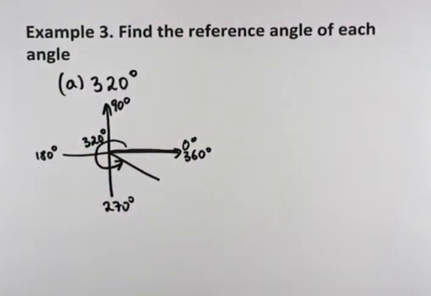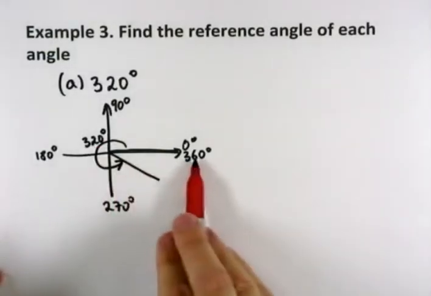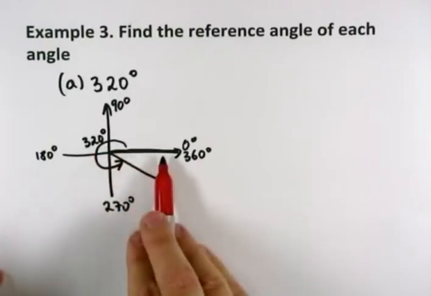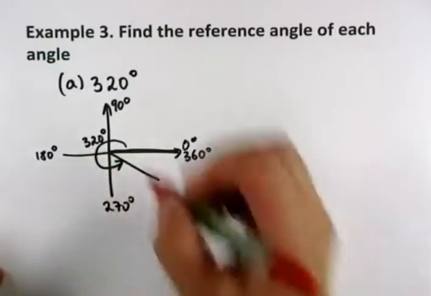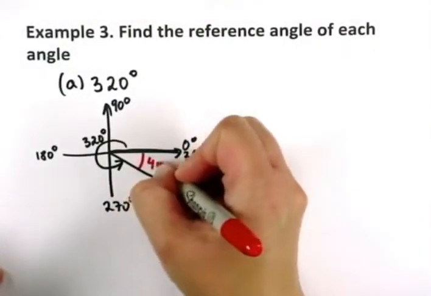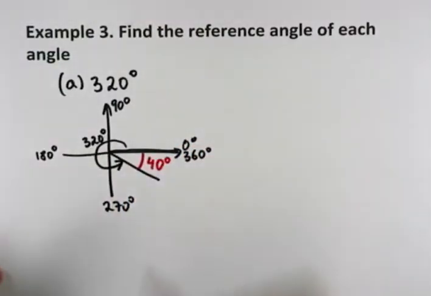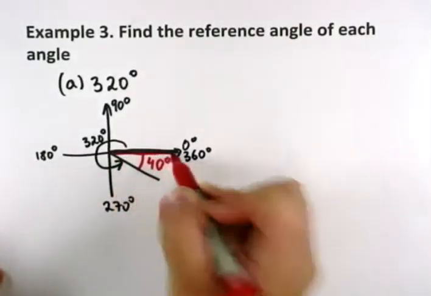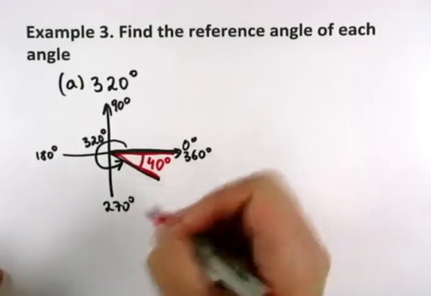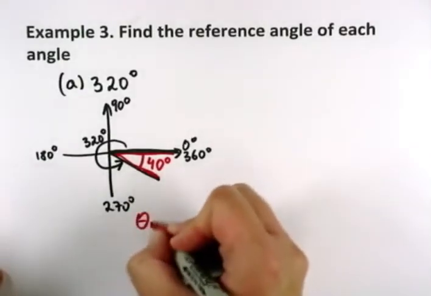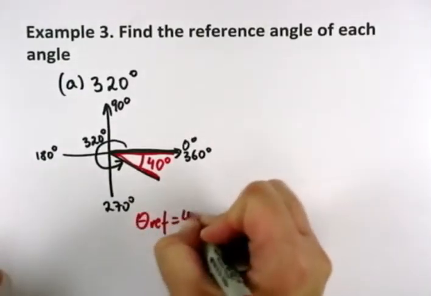Okay, how much am I short to complete the full rotation? 360 minus 320 is 40 degrees. So this angle is 40 degrees, and that's my reference angle between the terminal side and the x-axis. So theta reference is 40 degrees.